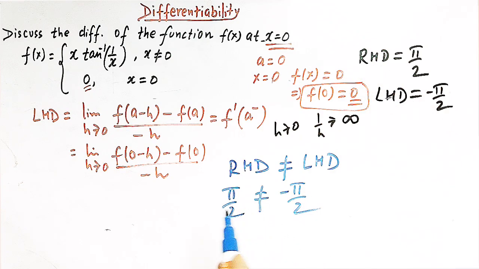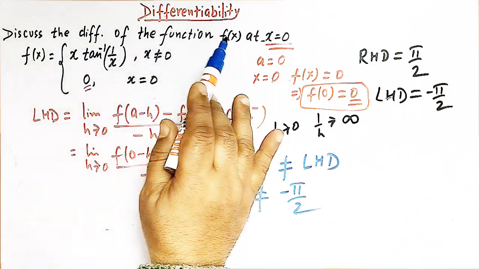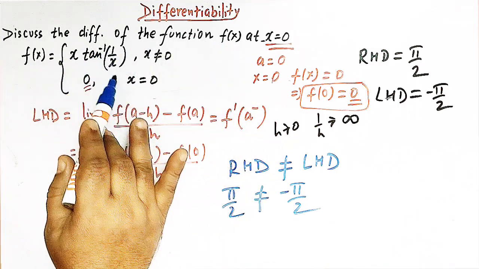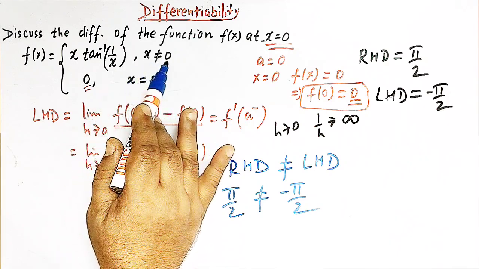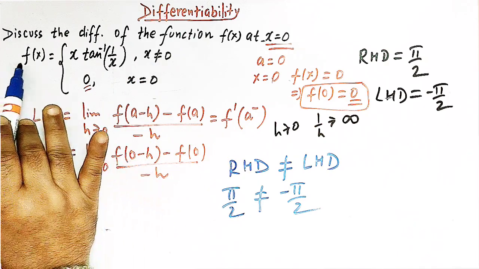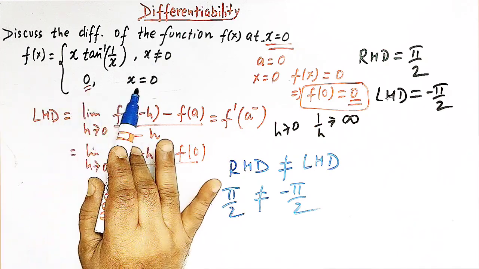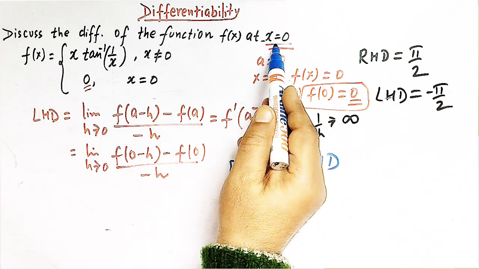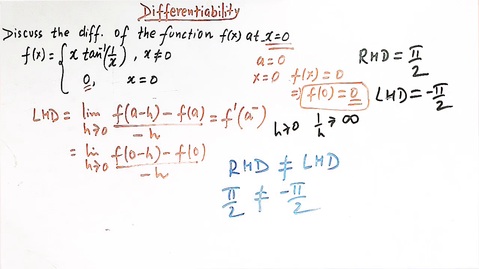So finally we can say that this function f of x, that is equal to x times tan inverse 1 over x when x is not equal to 0, and f of x is equal to 0 when x is equal to 0, is not differentiable at x equal to 0.